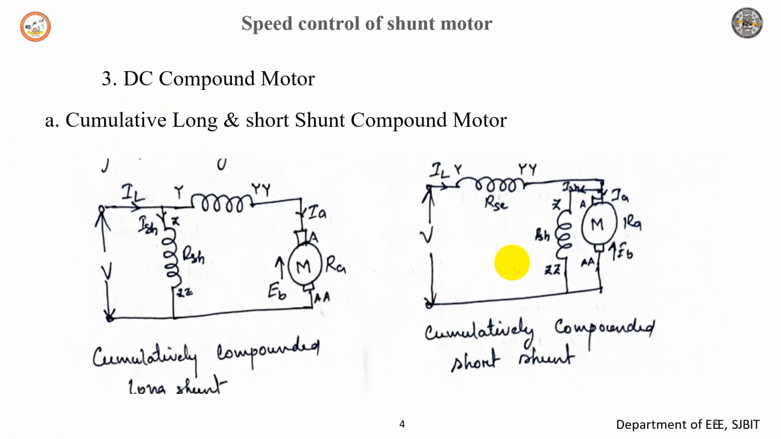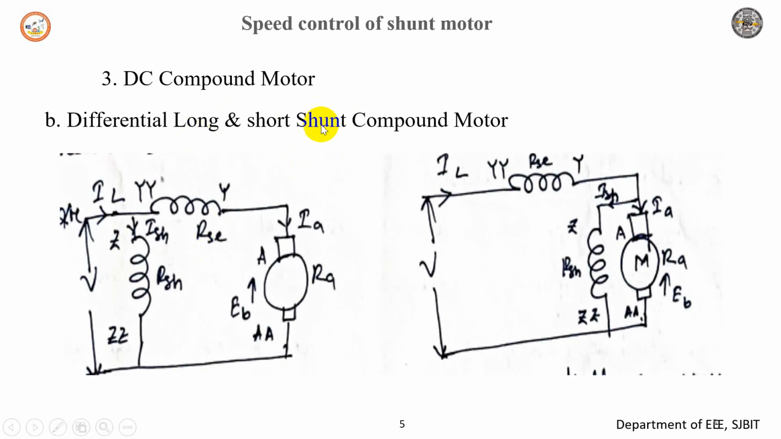In the case of differential long shunt and short shunt, long shunt and short shunt have the same meaning: when we connect the shunt parallel to the series and armature, we call this a long shunt compound motor, and when the shunt is only parallel to the armature, we call it a short shunt. Now, differential refers to when there is a difference in the flux produced in the shunt and series fields. That means phi SH minus phi SC will be the total flux produced in the machine. For that, we just have to interchange the terminals of the series field connected to the armature.